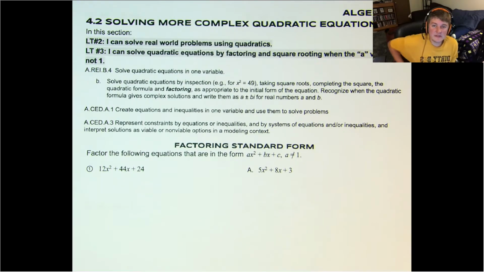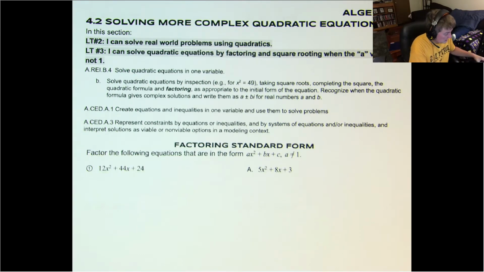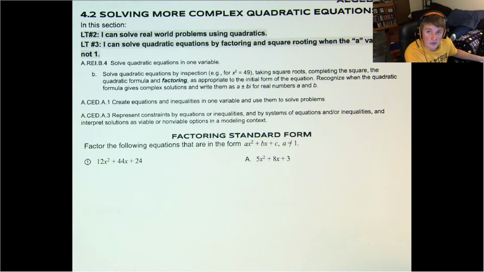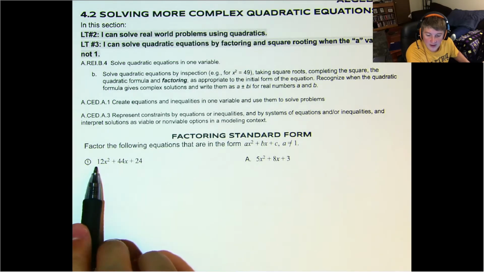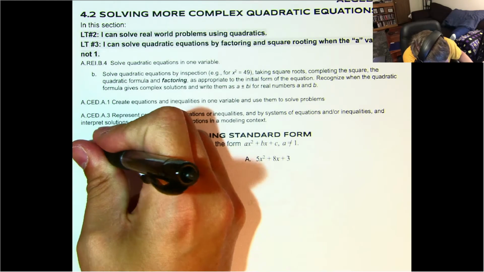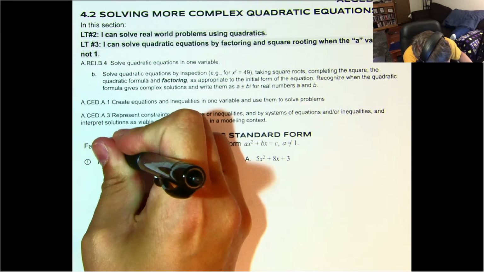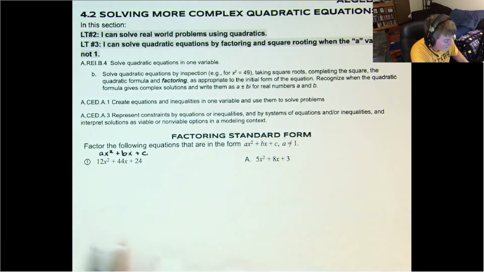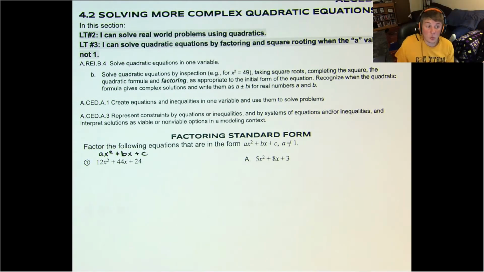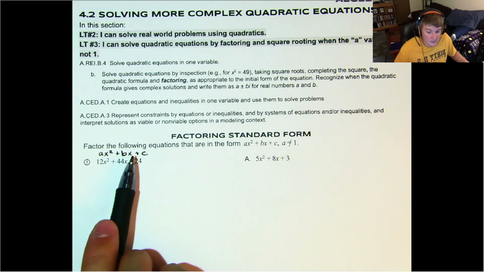So we are going to start the second section of Chapter 4, which is solving more complex quadratic equations. The biggest difference between the last time we met and this time is that the expressions we're going to be factoring, if you look at my a value, remember this is always in the ax squared plus bx plus c form. In the first section, the a value is always 1, and it made it pretty simple for us because we would just figure out what numbers multiply to c yet add to b.